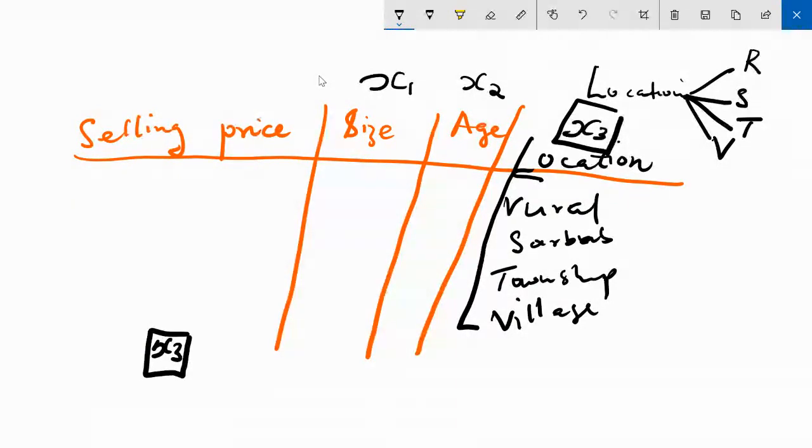So when coming to the dummy variables, the first thing you have to do is to have what we call a reference variable. Since we have four options, we must choose one option.